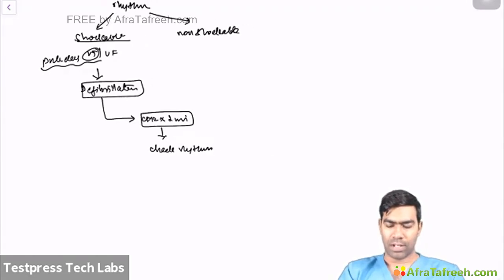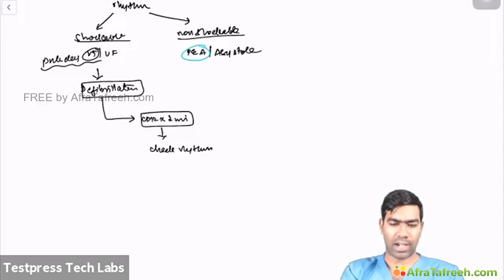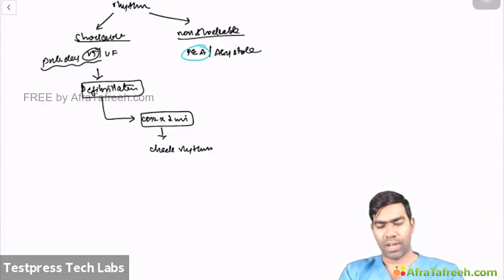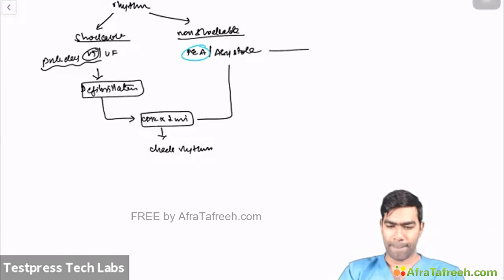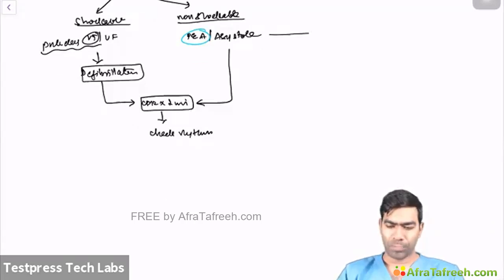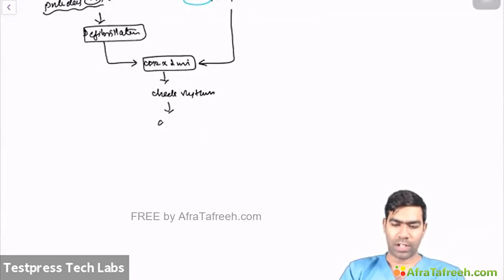Check the rhythm again. In this setting, see where the patient is. If it's non-shockable, what are the examples of non-shockable rhythm? You have pulseless electrical activity and you have asystole. What do you mean by pulseless electrical activity? Apart from VT and VF, any other electrical activity without a pulse is called pulseless electrical activity, and asystole means a flat line. So in this setting, they are non-shockable. You cannot shock them, and shock has not been shown to give good outcomes. So it's better to go straight to CPR for 2 minutes. You start with CPR for 2 minutes and then once again check the rhythm, and the whole cycle will continue.